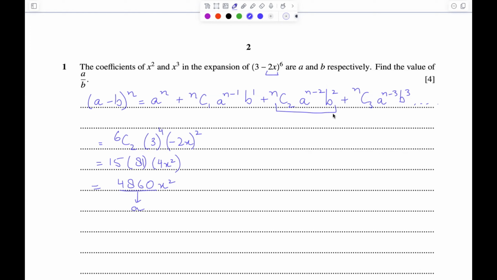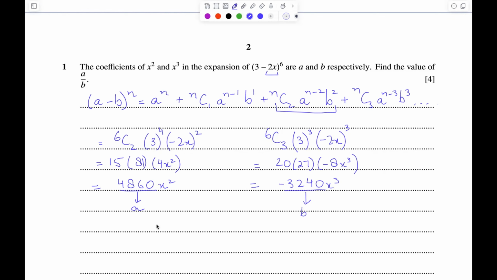To get the coefficient of x cubed, we will use 6C3, a to the power n minus 3. So that will become 3 to the power 6 minus 3, which is 3, and minus 2x to the power 3. Now 6C3 is 20 times 27 times (minus 8x) whole cubed. Multiplying this, we get minus 3240 x cubed. This is the coefficient of x cubed, which is b.